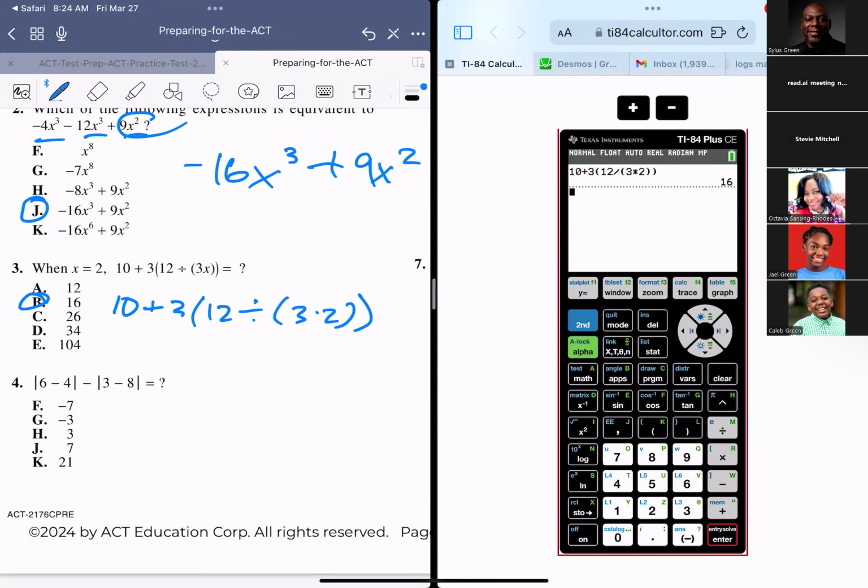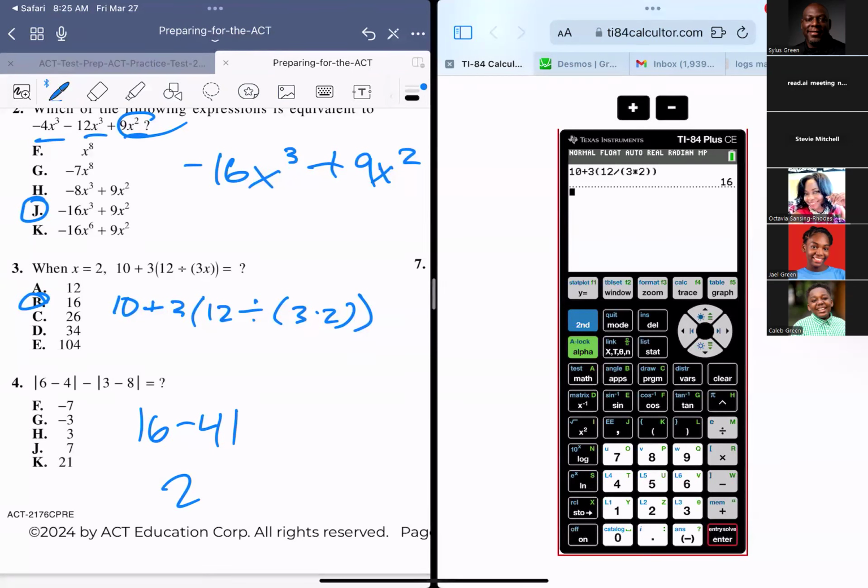Number 4, what's the absolute value of 6 minus 4 minus the absolute value of 3 minus 8? This one, I would not use a calculator. So absolute value, these are easy enough values, you would do it faster if you just did it by hand. So absolute value of 6 minus 4. That's the distance away from 0. So 6 minus 4 is 2. The distance of positive 2 away from 0 is 2.